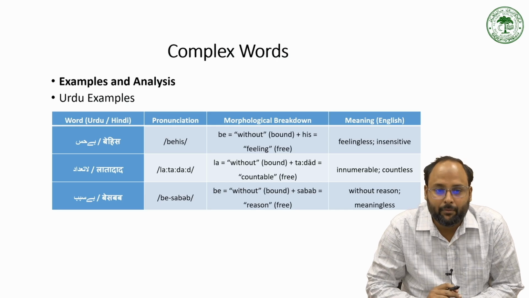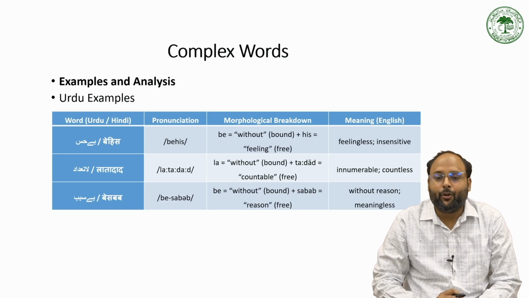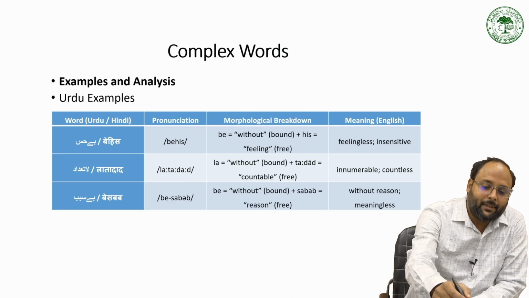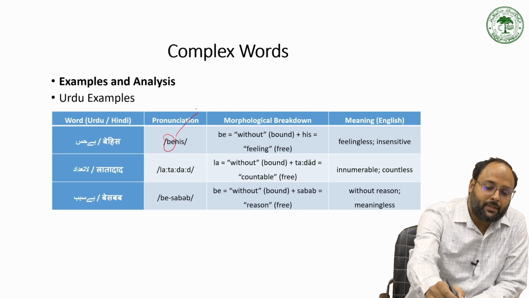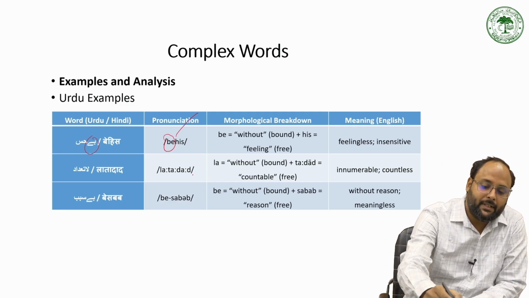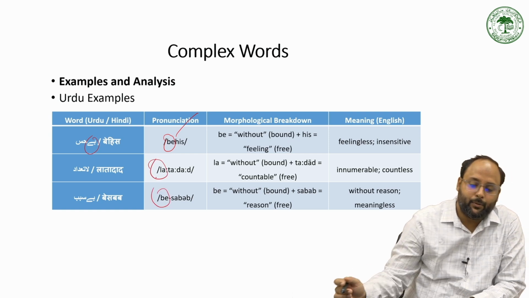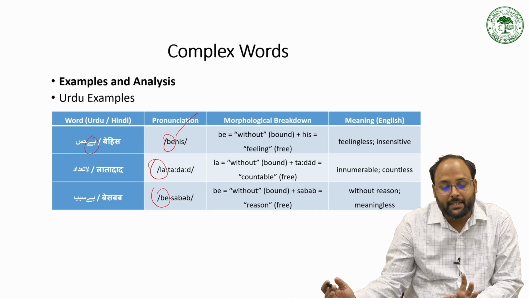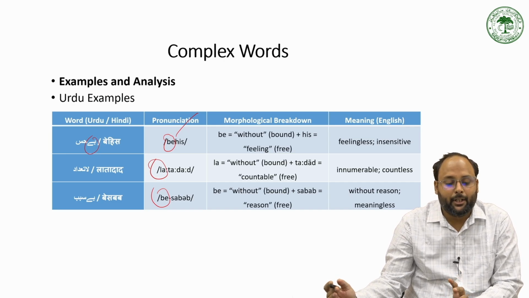So here we have some examples of complex words with a prefix. In this word, be is the prefix. Like this, be is the prefix. In this word, la is the prefix. In this word, be is the prefix. So we can create the word behis. We can create the word la tadad. We create the word besabab.